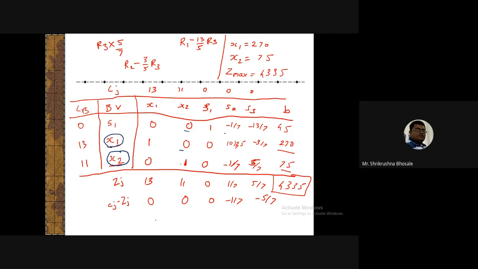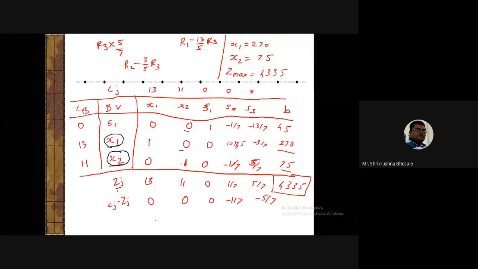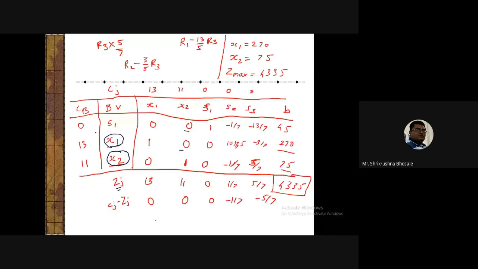How to check? The X2 coefficient is 11, so that will be replaced here, from the Z equation. Then I have to calculate the Z values. Similarly, 0 into 0 plus 13 into 1 plus 11 into 0. Like that, Z values I have calculated, and Cj minus Zj values also calculated. So all Cj minus Zj values are negative or 0. That indicates I should stop my iteration, stop my further calculations. That means I have reached the final solution.